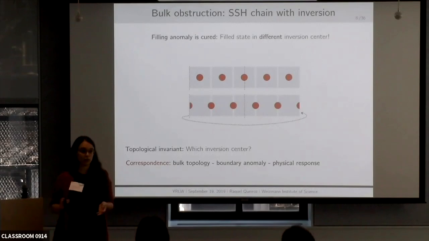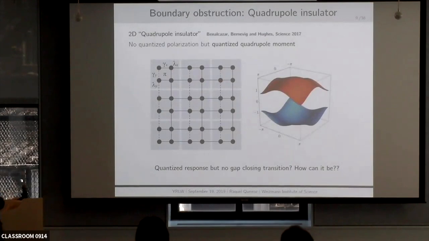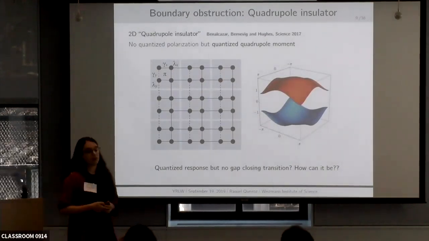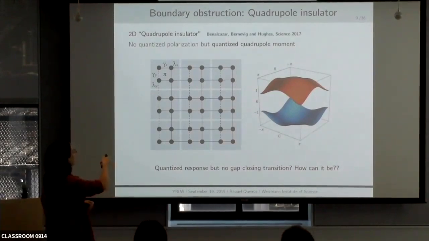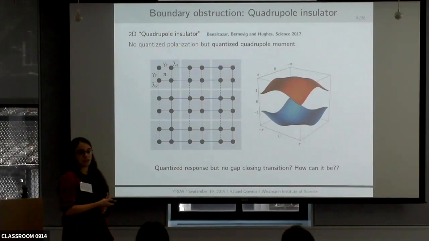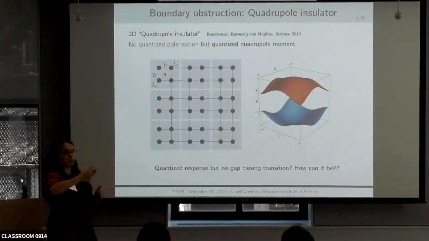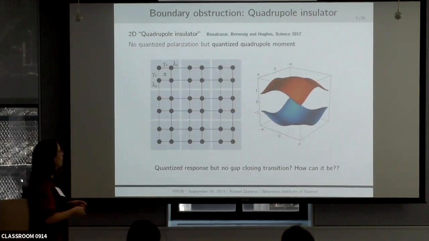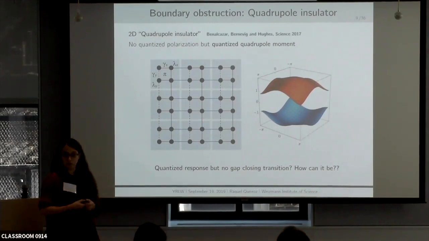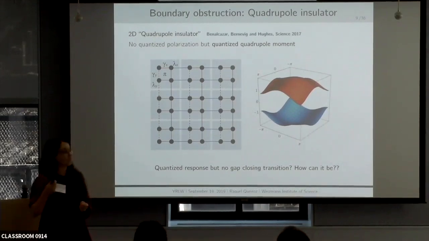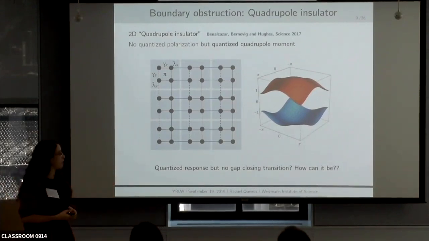And this is into one-to-one correspondence. So there was then this paper coming out in 2017 in Science by Benalcazar, Bernevig, and Hughes, that they came up with a really nice model, which is just a stack of SSH chains, which have a pi flux through them. And in this model, they found that there are protected corner modes, and there's a protected quantized quadrupole moment. So it's basically a natural generalization of the SSH chain.